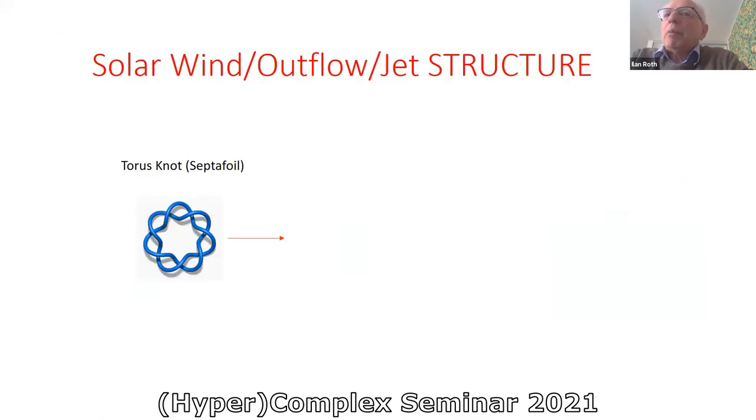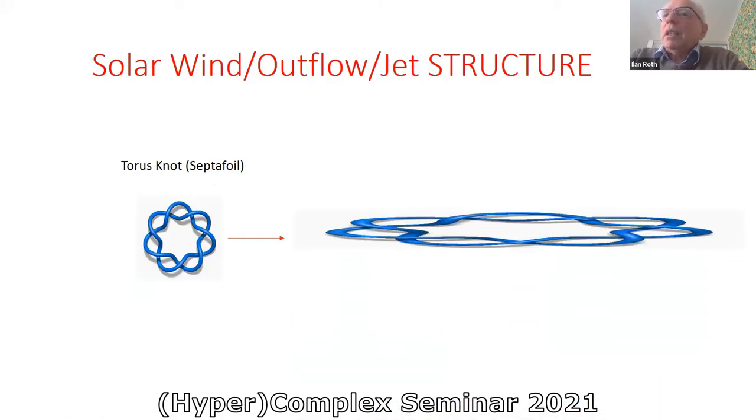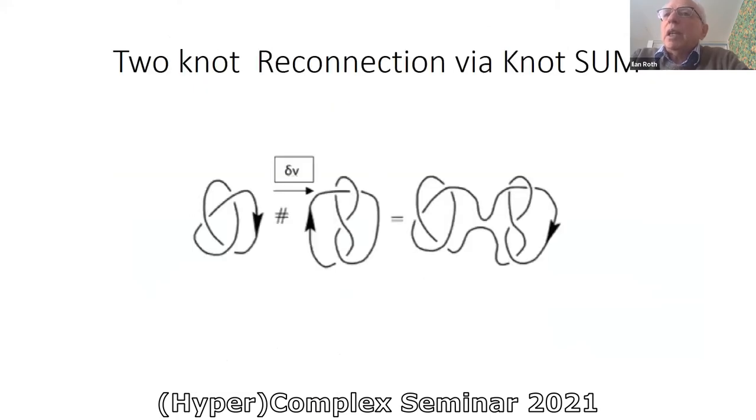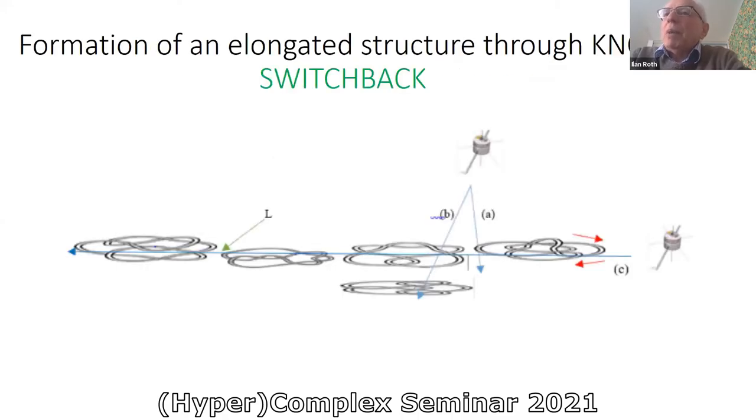So if I have some top which gets out of the sun, I can extend it due to the different speed of different parts of the torus, and I can get many more of them. Each one of them can be spread. On top of it, I can make two-knot reconnection, and then have a much elongated torus, much elongated knot. Or my best example is that I take several of them, and they reconnect and make, as observed in the data, a structure that is very much elongated.